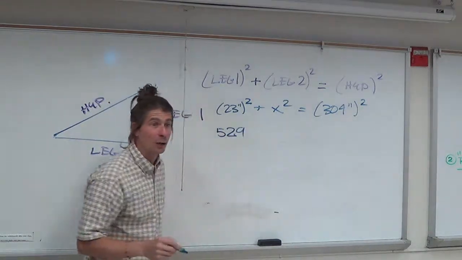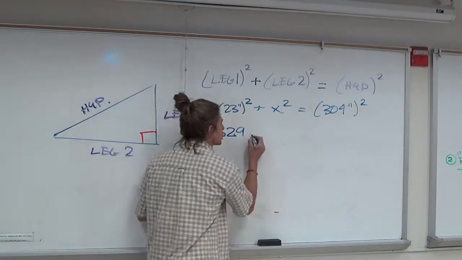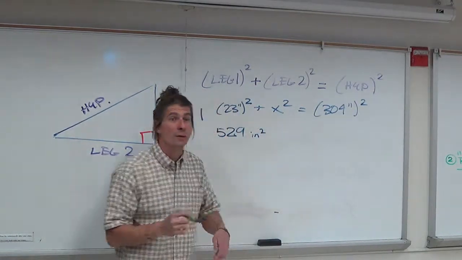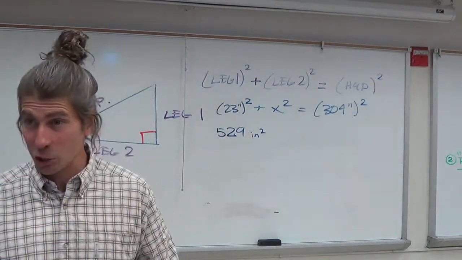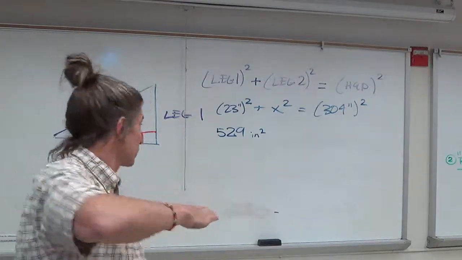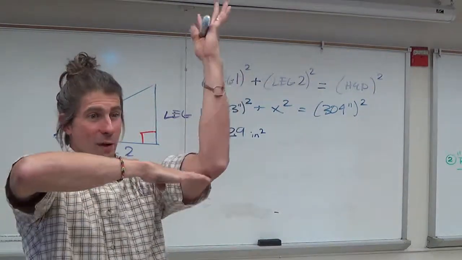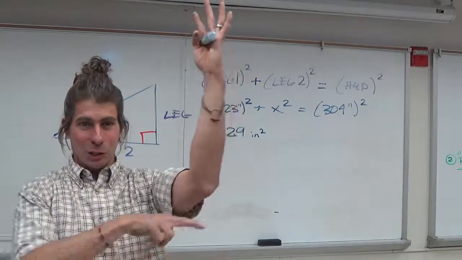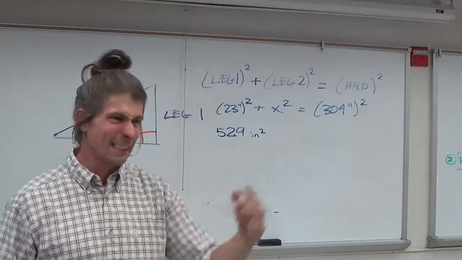Many of you are not going to care. You're going to be like, it's 529. I'm going to put inches squared on there because it's important to know the difference between an inch and a square inch. What you just did was you took 23 and multiplied it by 23, thus creating 2 dimensions, which is squared inches. Think about it that way.